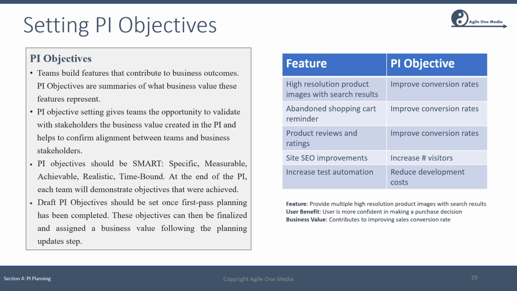So here in the diagram, we see 3 features: high resolution product images with search results, abandoned shopping cart reminders, and product reviews and ratings. All 3 of those features contribute to a single PI objective, namely improvement of sales conversion rates. Then we have site SEO improvements. This is targeted at increasing the number of visitors visiting the site. And then finally, we have some work around test automation, which contributes to the business objective of reducing development costs.